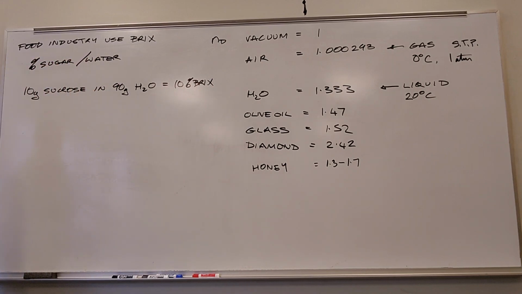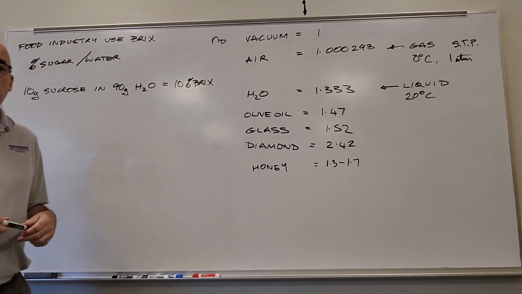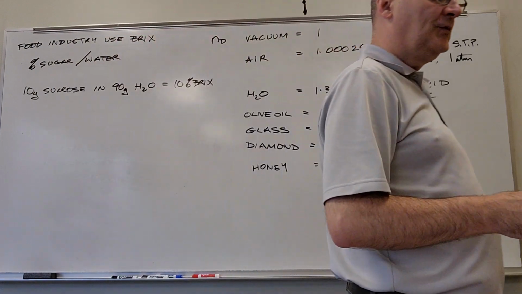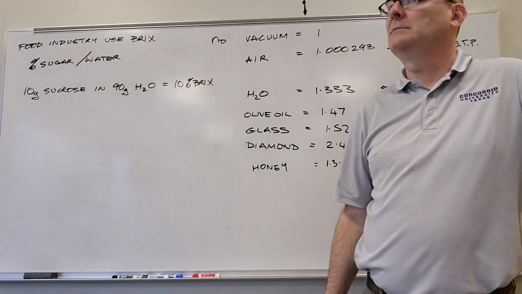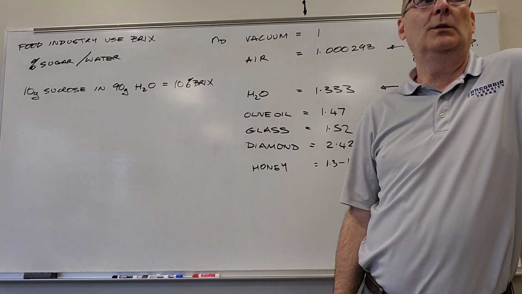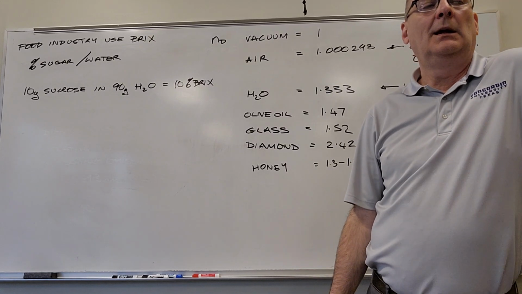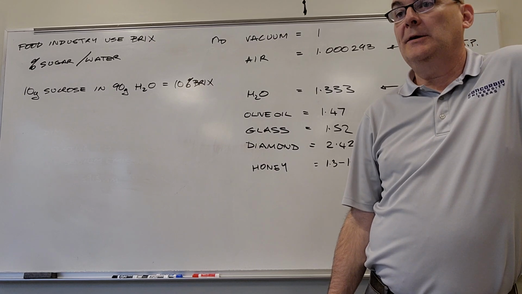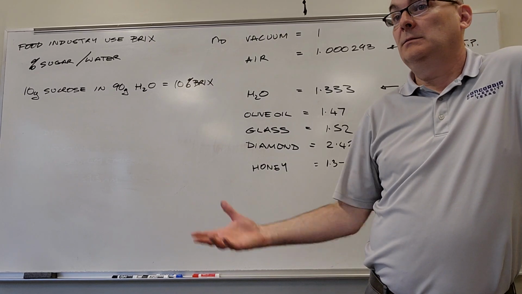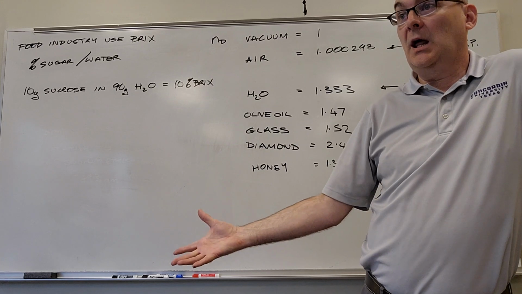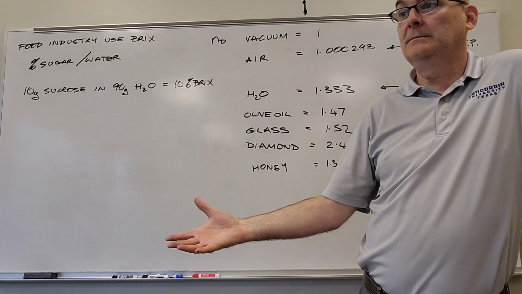Honey has, from what I can remember, like 80 Brix. It should be something like 8 sugars to every 2 waters. The fact that it has so little water in it is one of the reasons that it doesn't degrade. We know that bacteria love sugar and water.